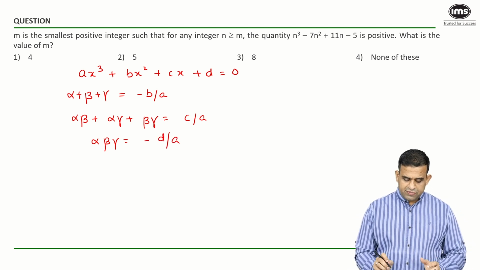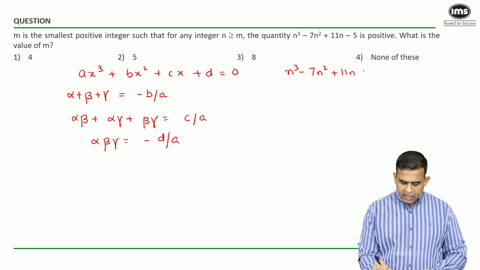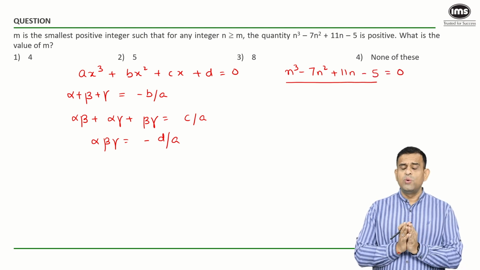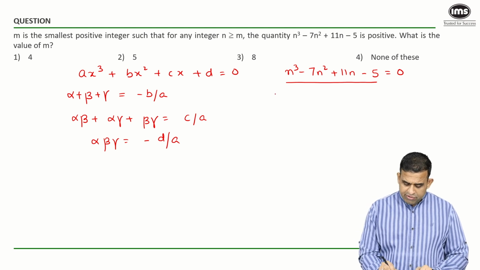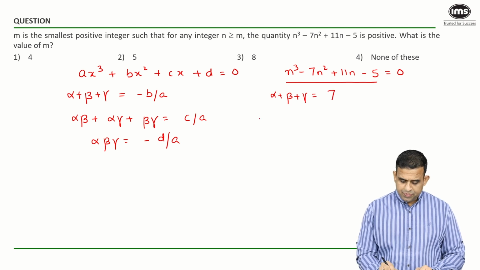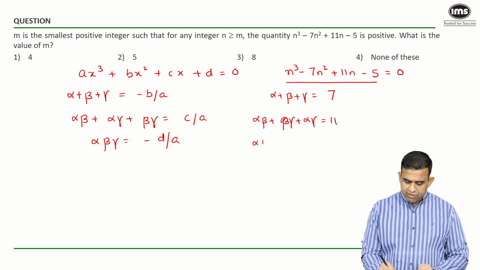So in this particular case, if I compare this part, first of all, you can say n cube minus 7n square plus 11n minus 5 equals to 0. And suppose I want to find out the value of n which makes it equal to 0, so one can say here that alpha plus beta plus gamma must be equal to the number 7, and similarly alpha beta plus beta gamma plus alpha gamma must be equal to 11. At the same time, the term alpha into beta into gamma is equal to 5.